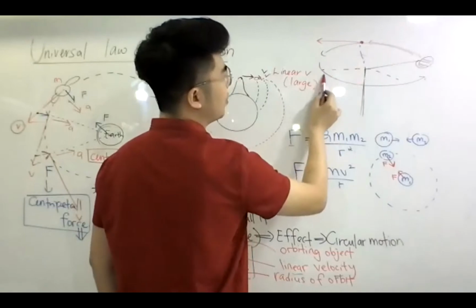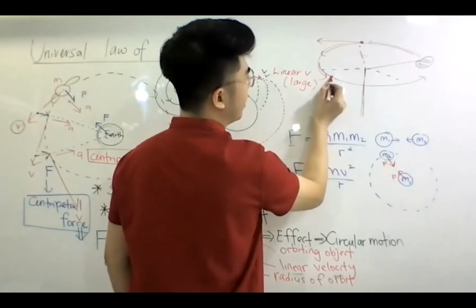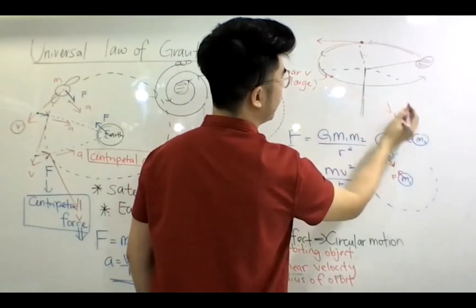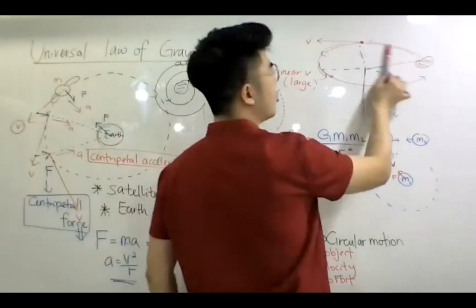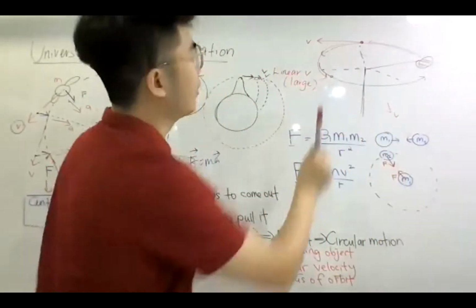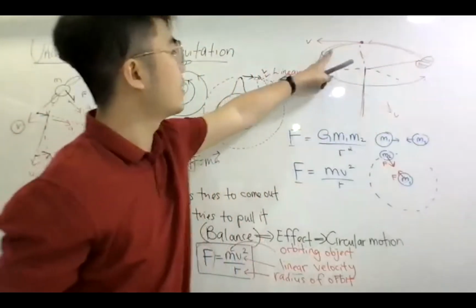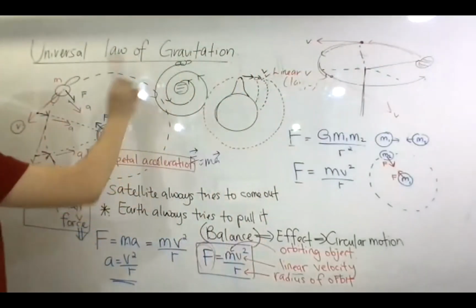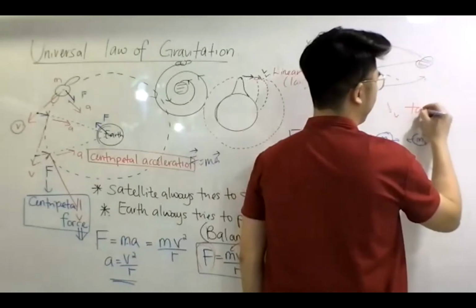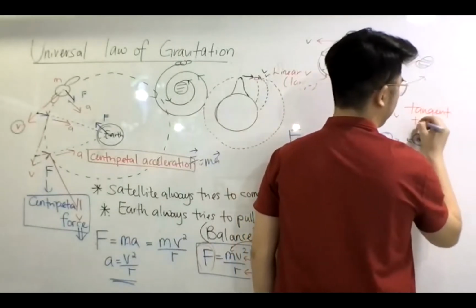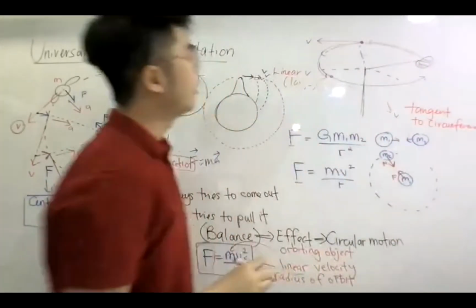If the pendulum has come to here, and then the string breaks, then the pendulum will go like this. This is your V, this is your V. This is the linear velocity. So during circular motion, what is the linear velocity direction? It is always, we say, tangent to the circular motion, tangent to the circle, like this. Okay, that is the direction of the velocity.